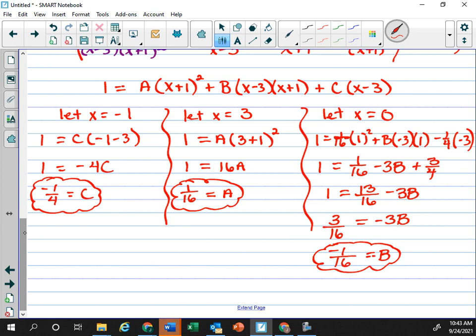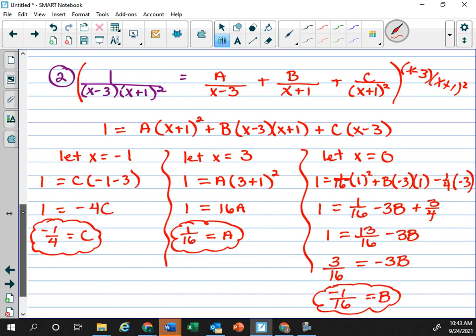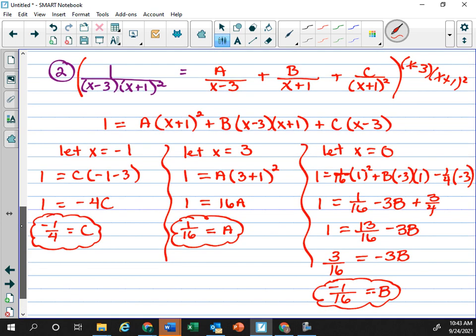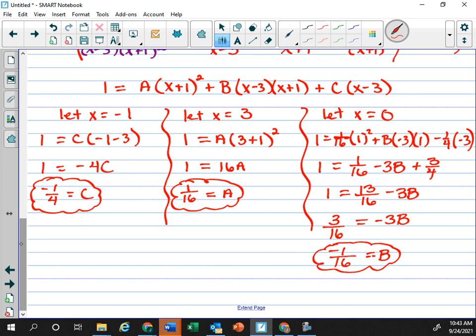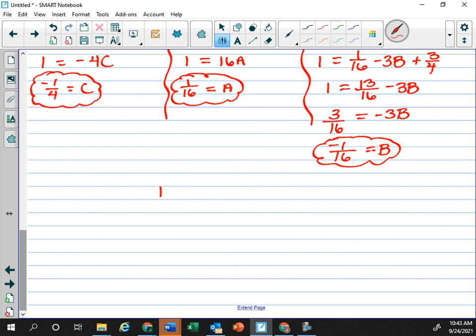Now we have to write the final fraction, okay? All right, so A was 1/16, so I'm going to write 1 over 16 times x minus 3 over 16 times x minus 3. B is negative 1/16, so I'm going to write minus 1 over 16 times, I think that one was just x plus 1, right? And then C is negative 1/4, so minus 1 over 4 times x plus 1 squared.